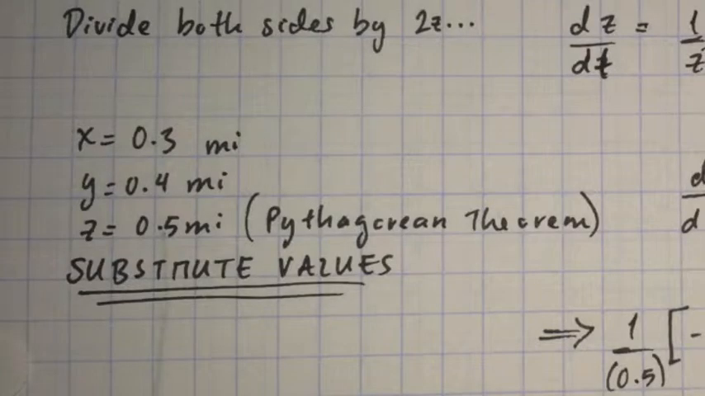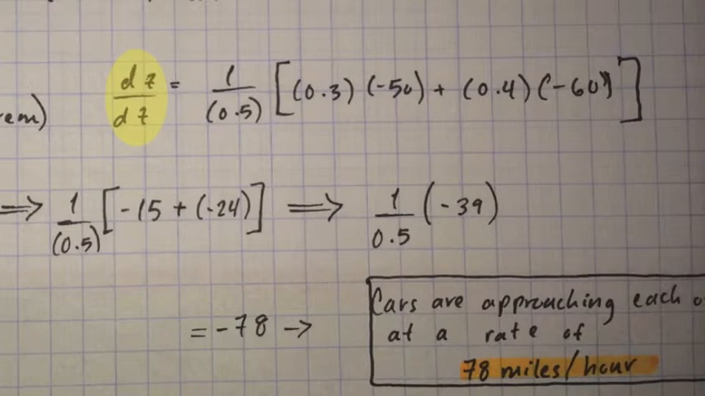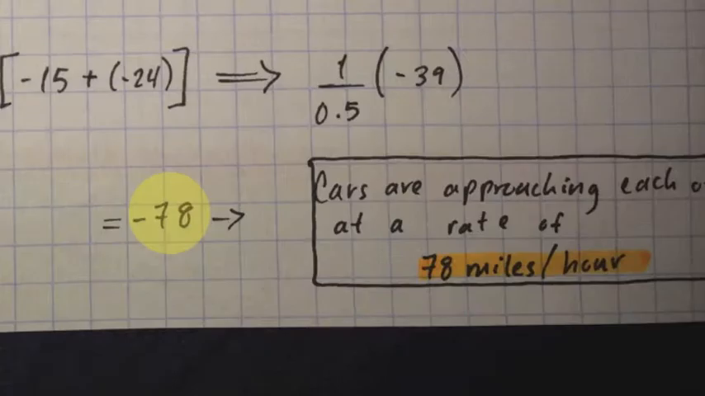After this step, we just have to substitute values. We know that x is 0.3 miles, y is 0.4 miles, and z is 0.5 miles using the Pythagorean theorem. So now we get the derivative of z with respect to t equals this. We just plug in values, we just do some basic algebra, and our final answer is negative 78. The cars are approaching each other at a rate of 78 miles an hour.